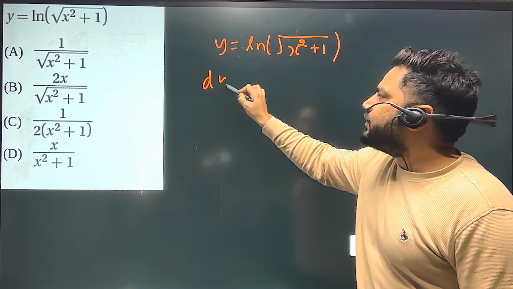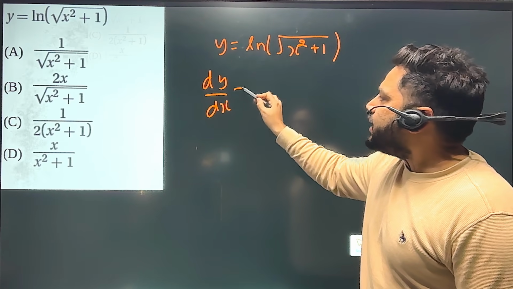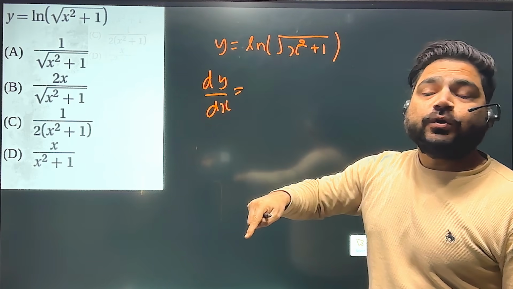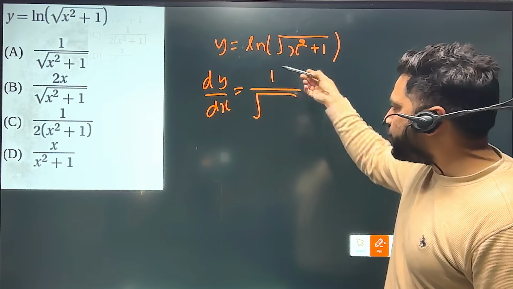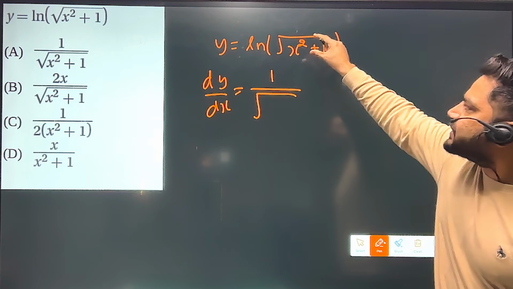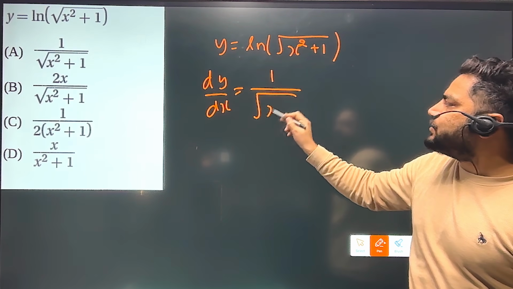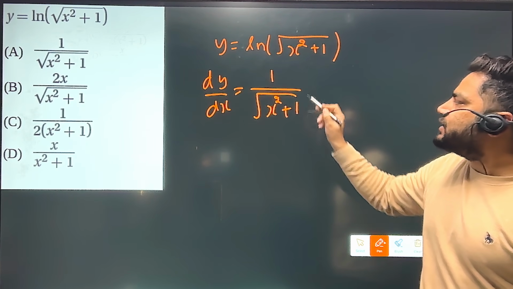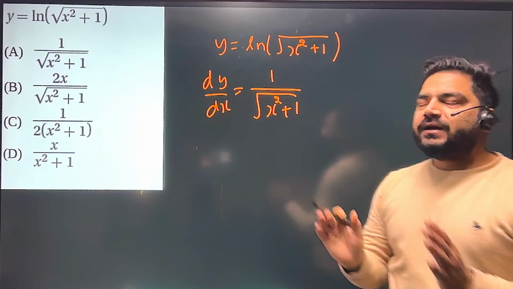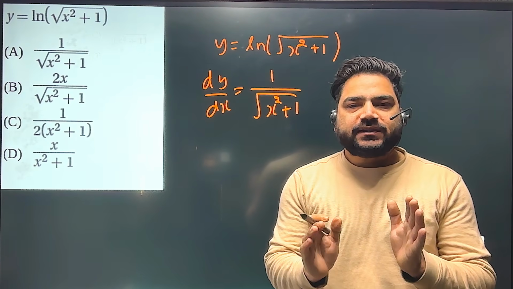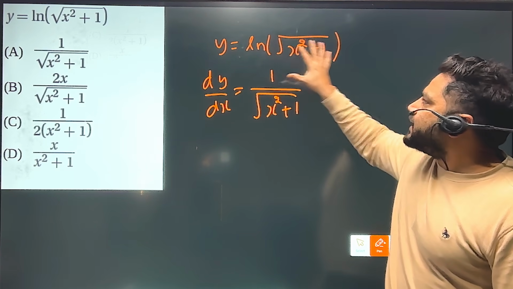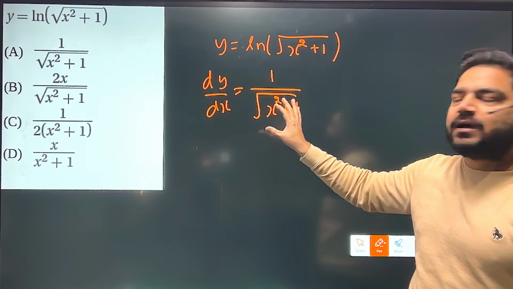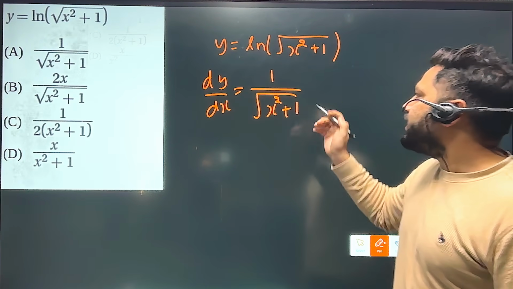So we will write dy by dx. This ln derivative we all know: whatever is inside the ln we will write that as 1 upon it. So 1 upon, copy and paste the same value, x square plus 1. This is the derivative of ln. The ln derivative is very easy. How to solve this? 1 upon whatever is inside the ln. So this is the derivative of ln.